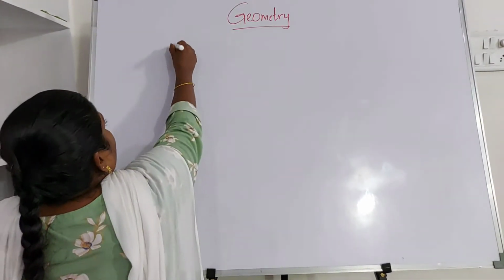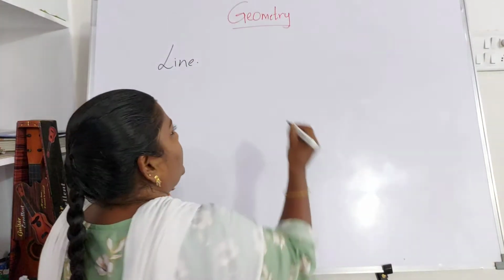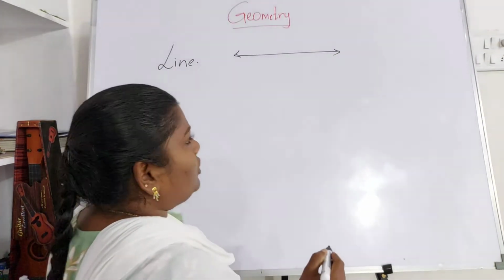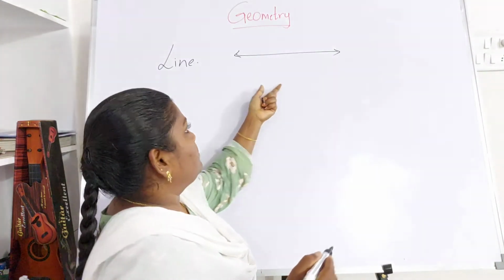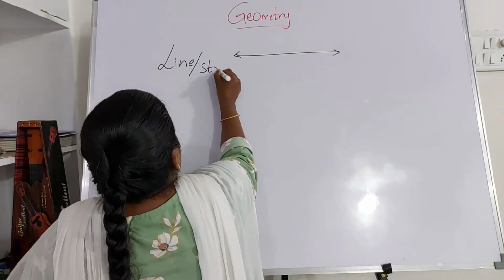Now next one is line. Now what is line? Line does not have any end points, both ends are extending. Because both the ends are extending, we cannot find out the length of it. So it can also be said as straight line.